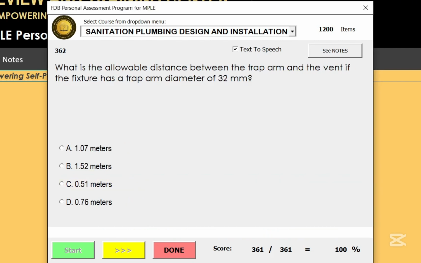What is the allowable distance between the trap arm and the vent if the fixture has a trap arm diameter of 32 mm? A. 1.07 meters. B. 1.52 meters. C. 0.51 meters. D. 0.76 meters. Please pick your choice. Option D is your choice, and it's the correct answer. Well done.